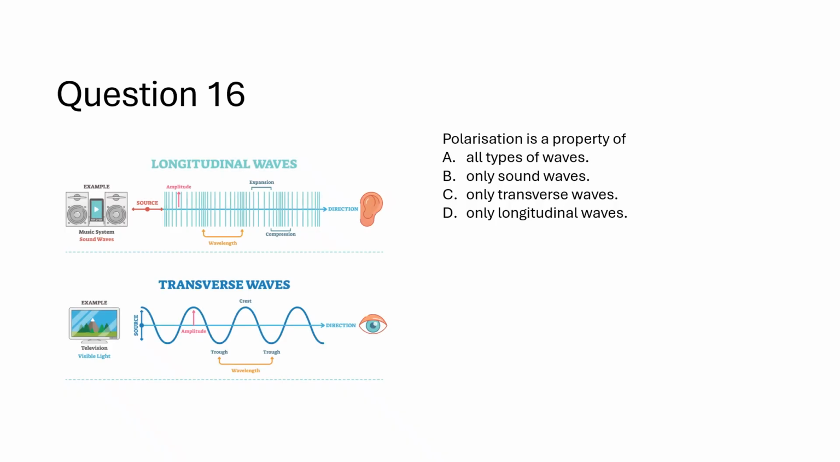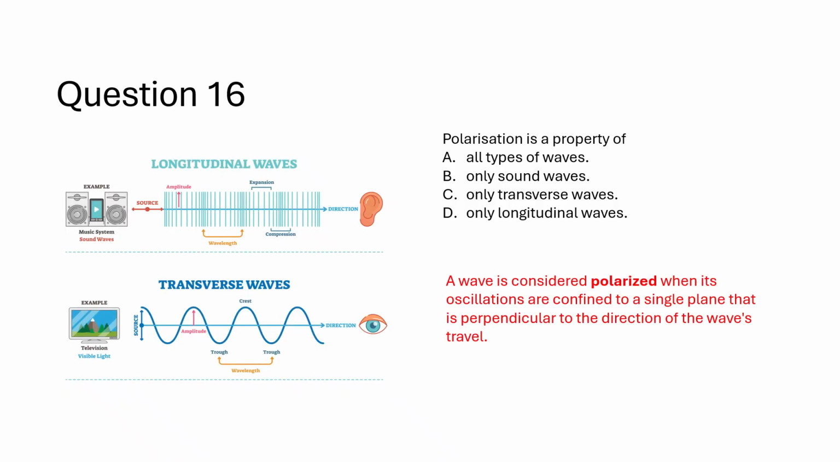A wave is considered polarized when its oscillations are confined to a single plane that is perpendicular to the direction of the wave's travel. This can only happen with a transverse wave.